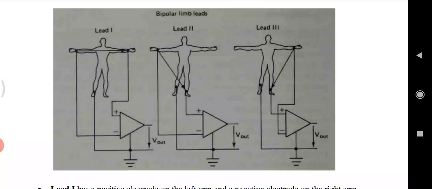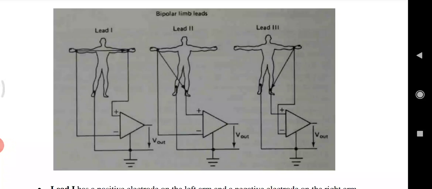First one is standard limb leads or bipolar leads or Einthoven leads. Second is augmented limb leads, that is aVR, aVL and aVF. Third is precordial leads, that is V1 to V6. Here in this topic, we are discussing the standard limb leads or bipolar leads or Einthoven leads.